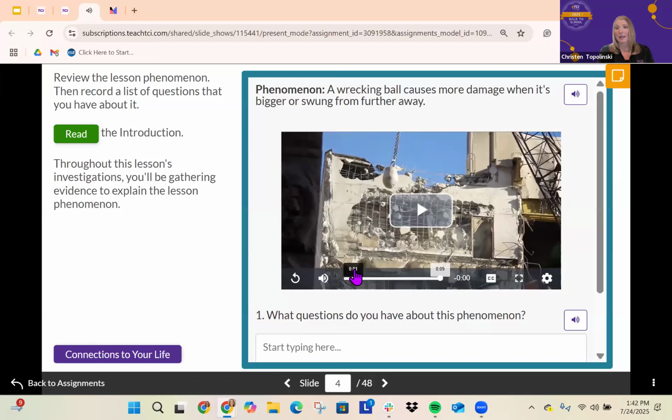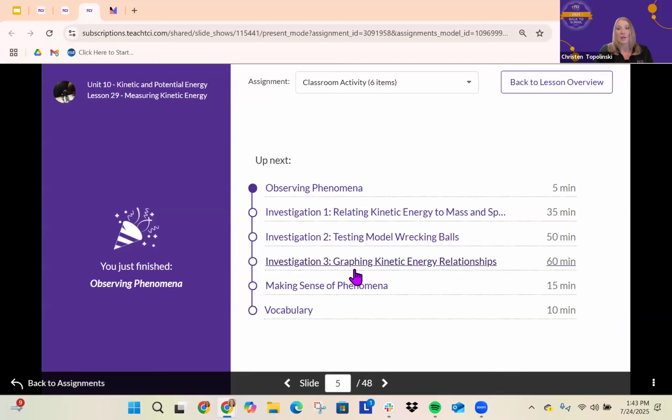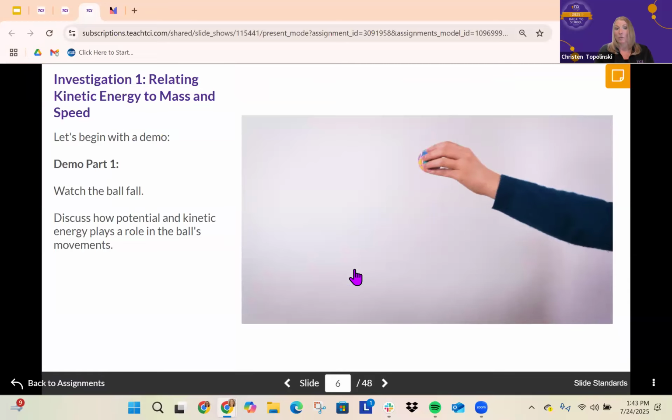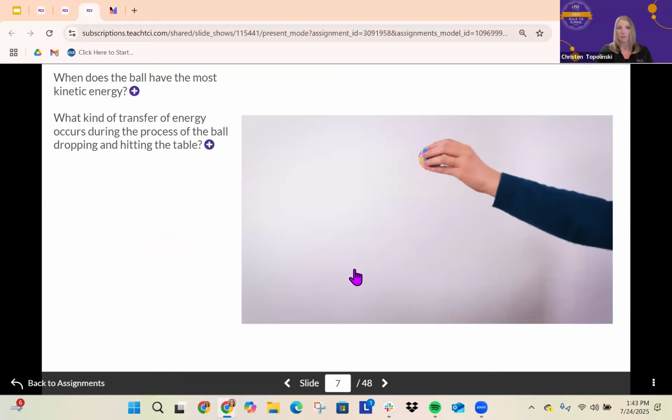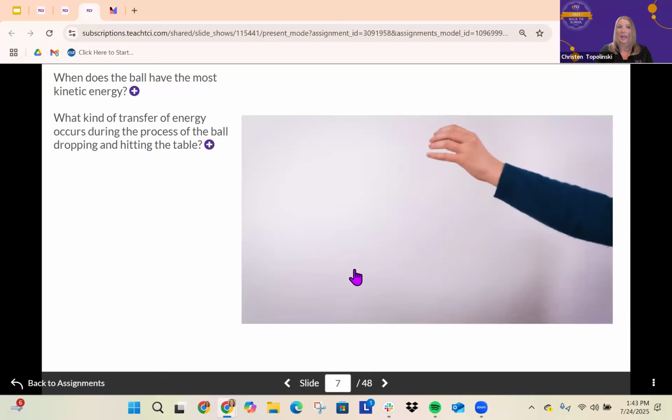In this one, they're not showing different ways that it's swung. So it's really just making them still think about what happens. In the first part, they're going to watch the ball fall, and they're going to talk about potential and kinetic energy as the ball moves. And they're going to think about when that kinetic energy is the most.